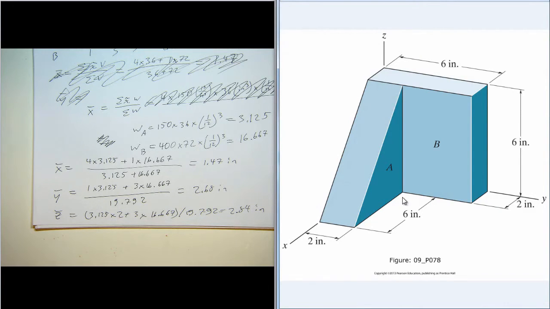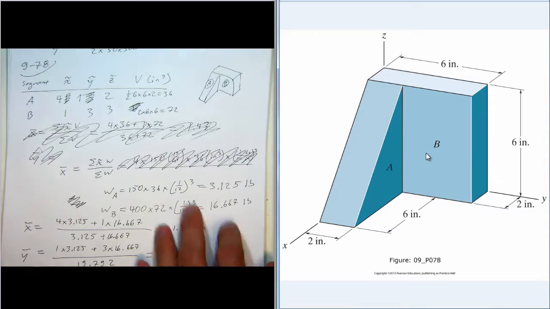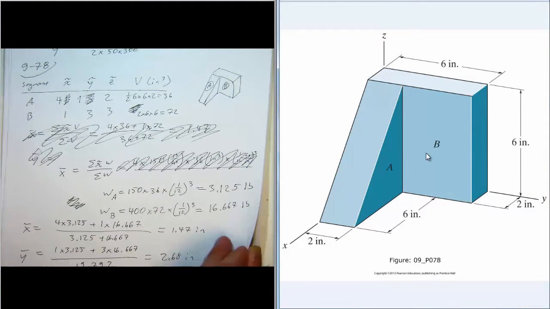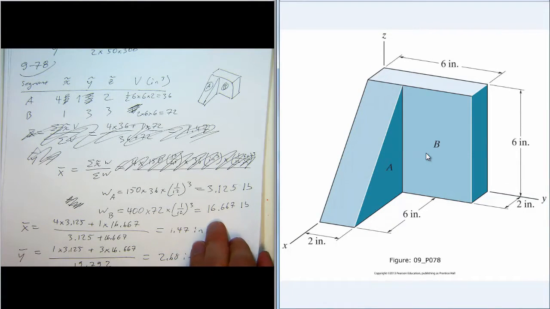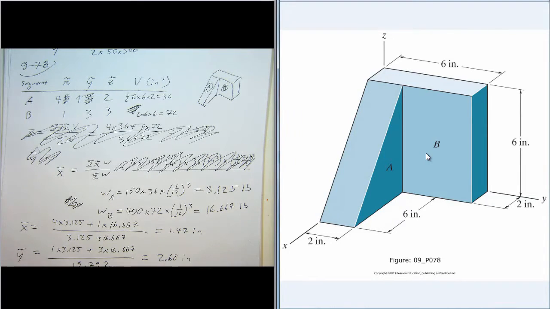So we get that x tilde is 1.5 inches, y tilde is 2.5 inches, and z tilde is about 2.5 inches. So the centroid is somewhere about there. Sorry for that mix-up. So now we will look at one more problem, and this is a problem where our composite body has a hole in it.